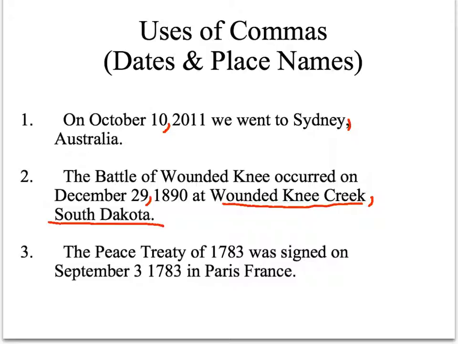Number 3, the Peace Treaty of 1783 was signed on September 3rd, 1783 in Paris, France. So Paris, France is a fairly common one. You should get that. But some of these more obscure names are going to be pretty tough for you.